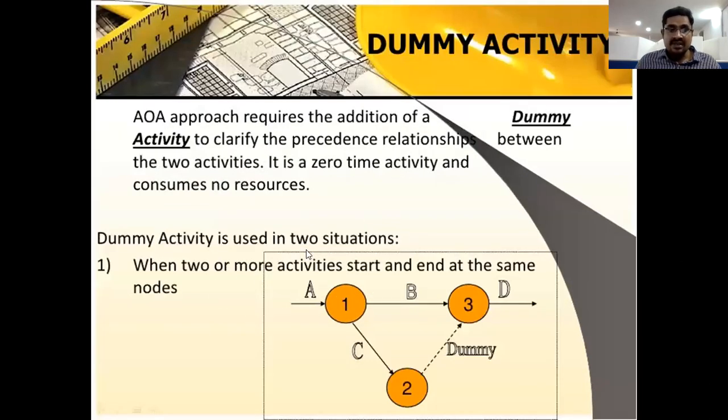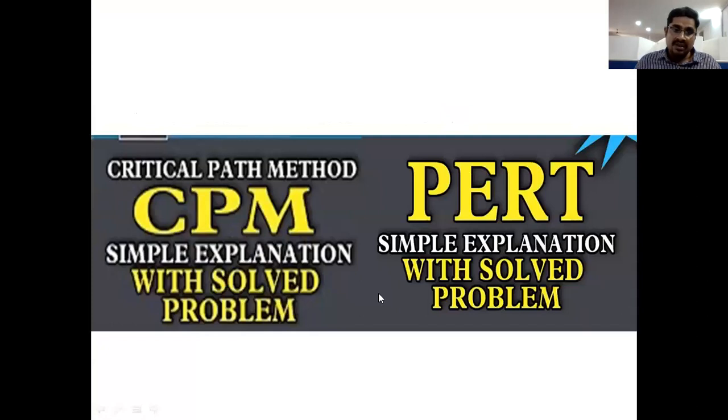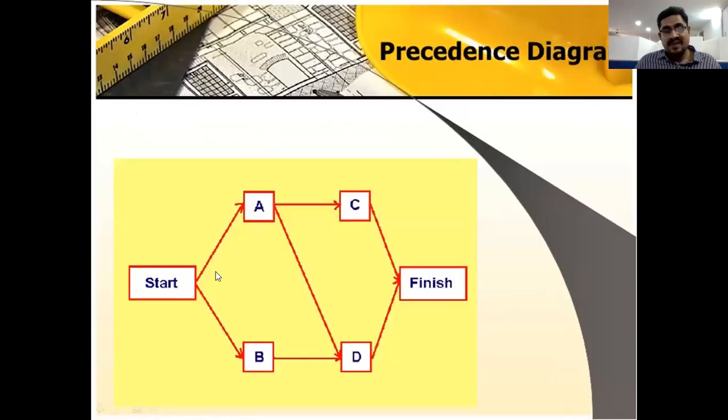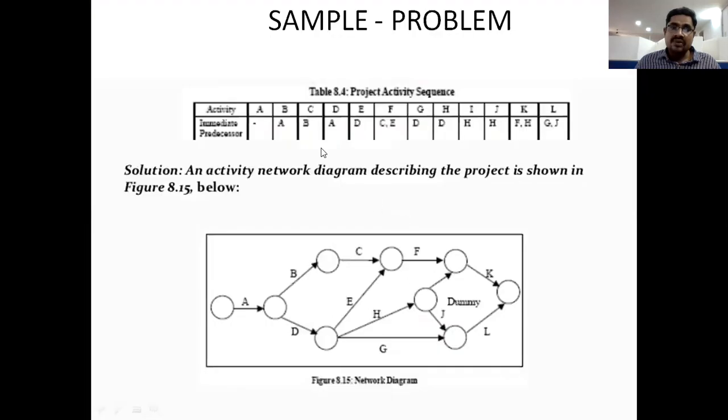This dummy activity will appear in two situations. The first situation is when two or more activities start and end at the same node. And the second situation is when two or more activities share the same preceding activity, but not all the preceding activities are shared. Then it will appear, right? A simple problem. And in the next classes we will have a few examples on a few problems in CPM and PERT.